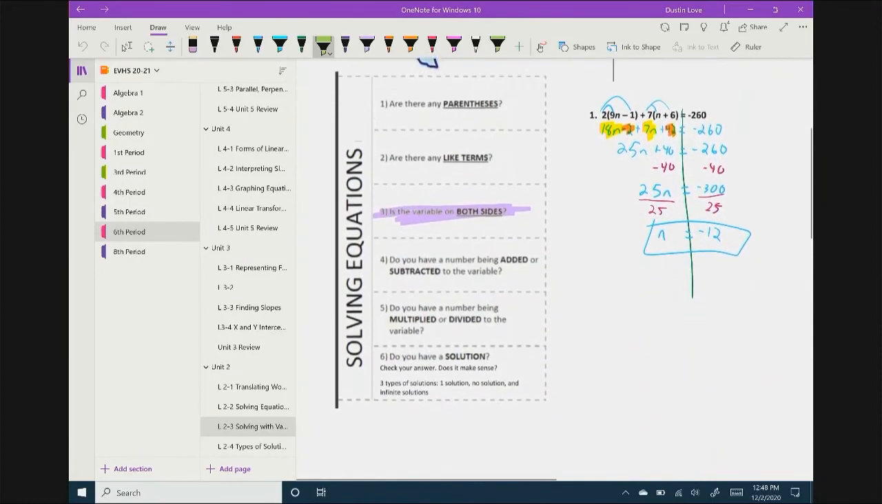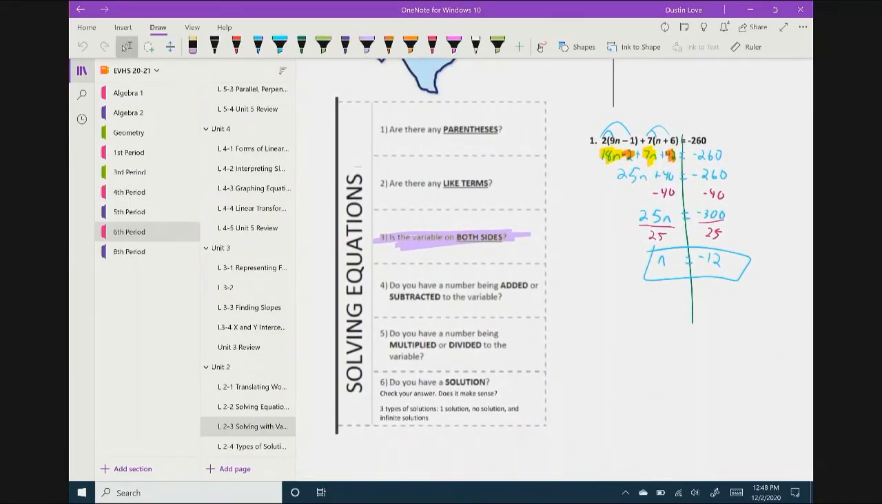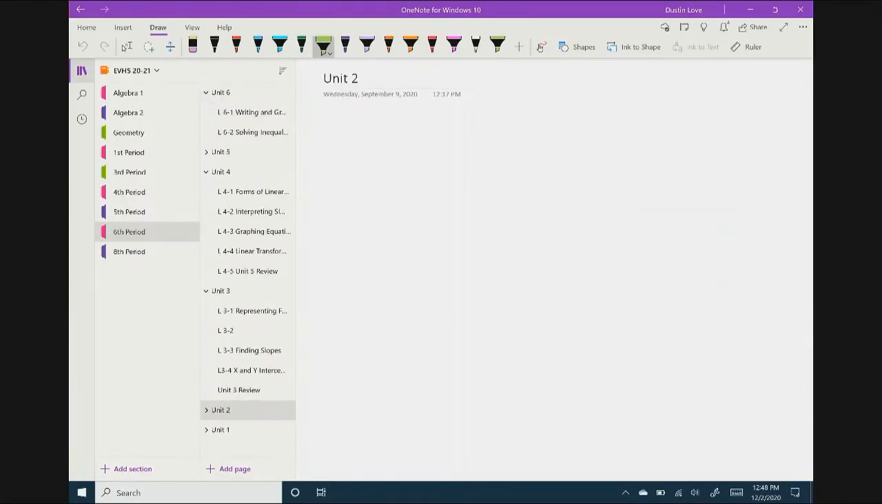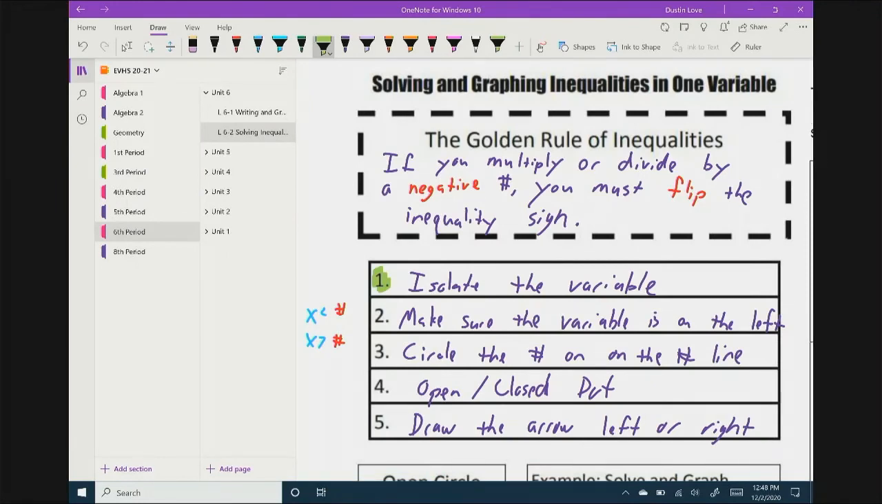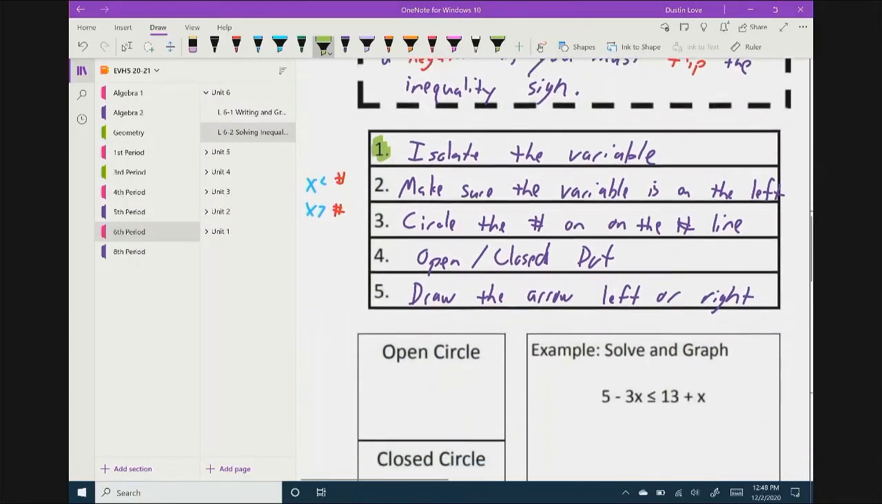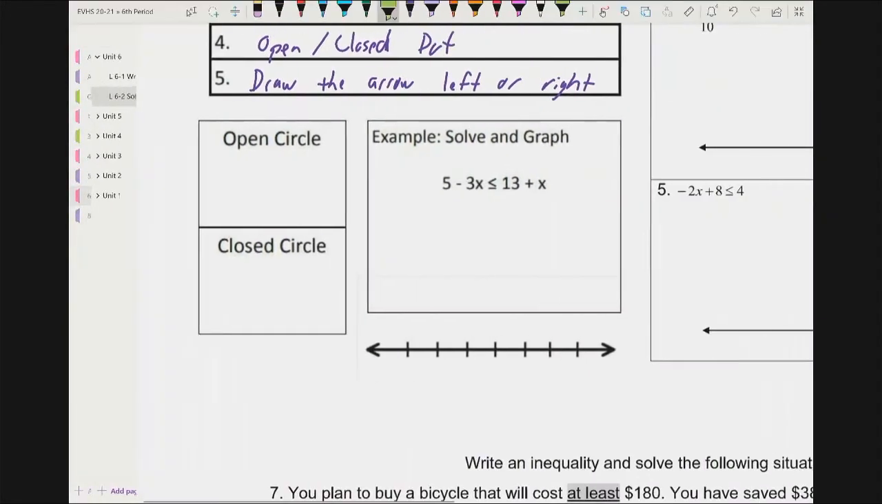We had all of this stuff that we did about are there any parentheses, any like terms, that whole process. You're doing this exact same process for inequalities, but now this entire thing, all of that, is being lumped together in just this step 1. We're taking for granted, we're assuming that you know how to solve equations and you're going to be doing those steps all the way through. So let's jump down and actually do some examples here.